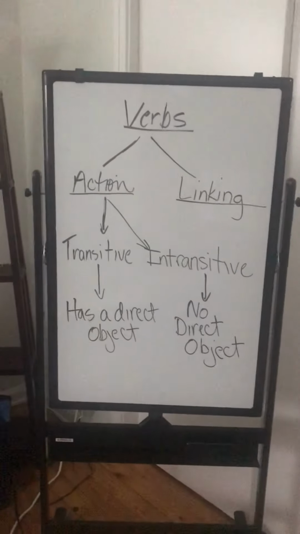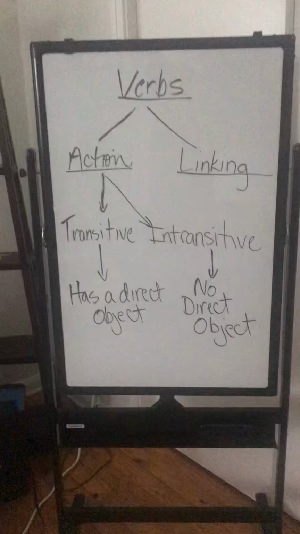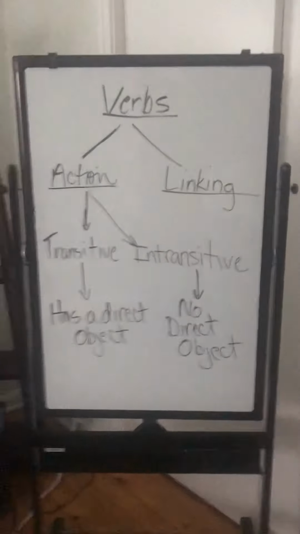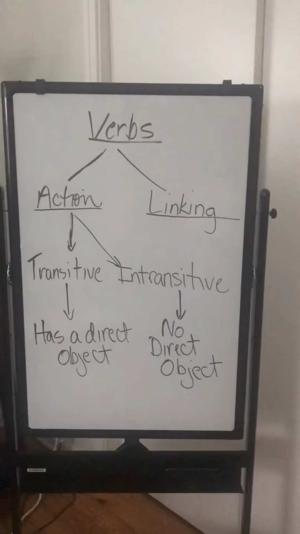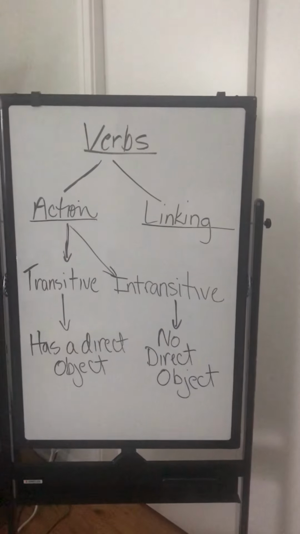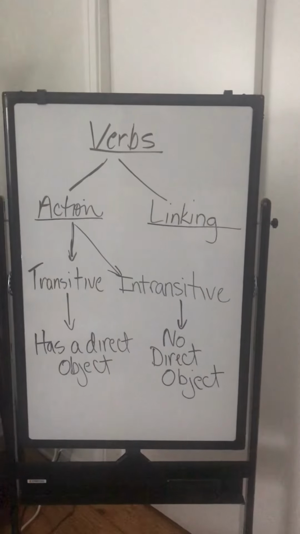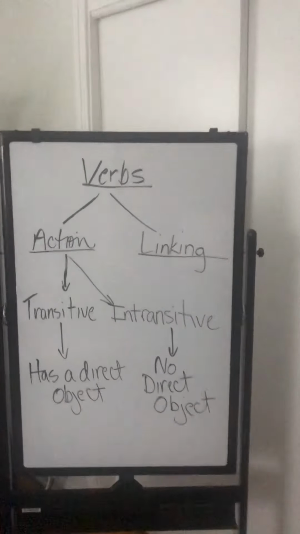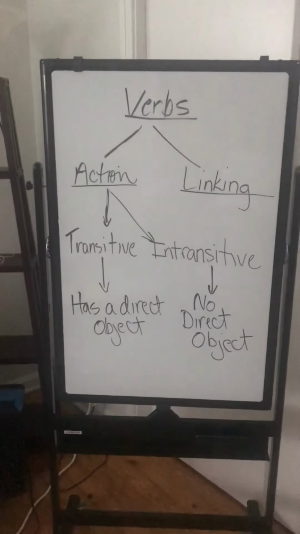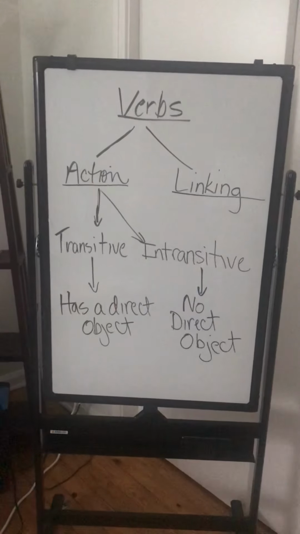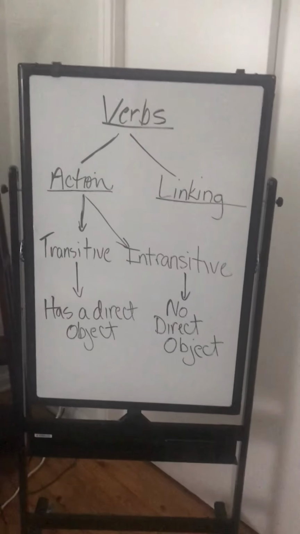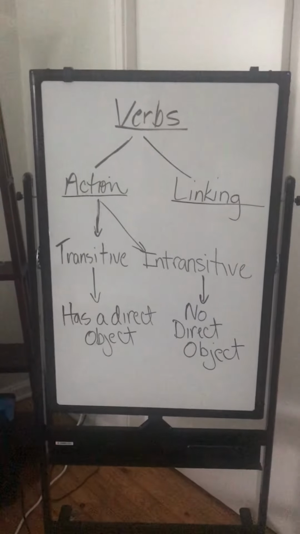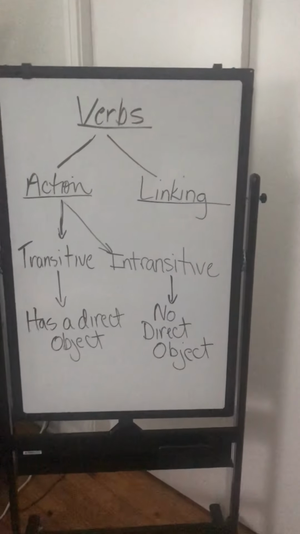There are two big categories of verbs. You can see them on my little handy dandy whiteboard here. On the left side, you can see the word action verb. And on the right side in the flow chart, you see linking. We're only going to be talking about the left side of this chart for right now. We're only talking about action verbs. I want you to just completely forget about linking verbs for at least today and tomorrow.